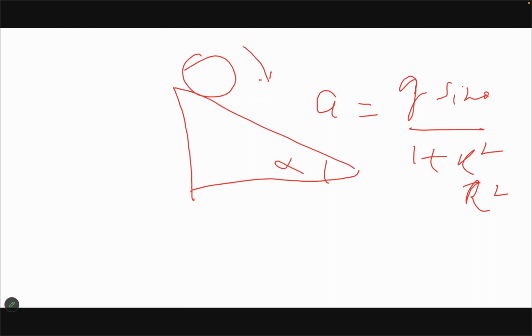So a equals g sine theta over 1 plus k squared by r squared, right? This is for the acceleration. So if it is a sphere, you will be getting 2 tan theta by 7. Fine, you can plug in the value. Now, what did the question say? He said that the mu being accorded to you is half of what is required for pure rolling.